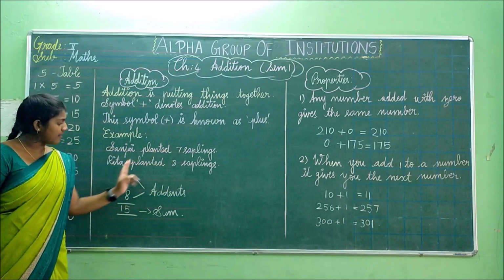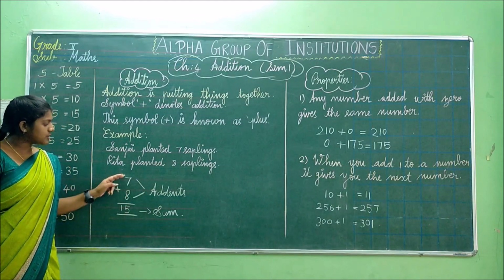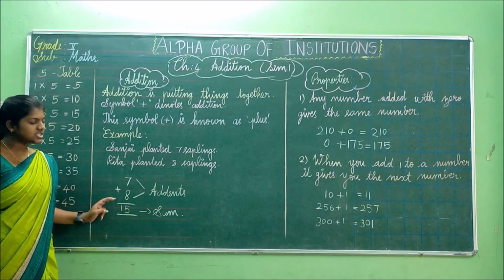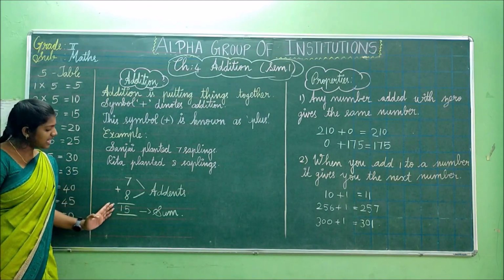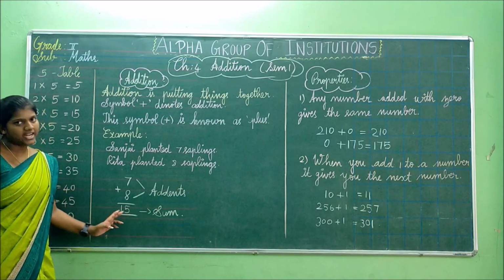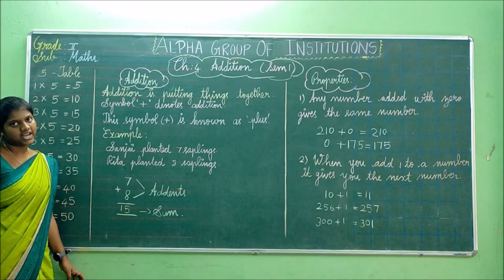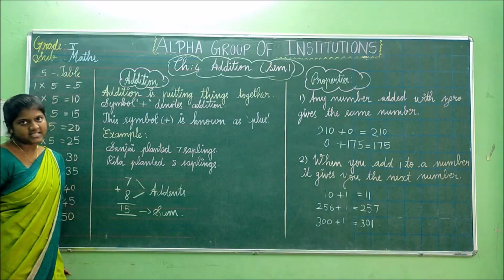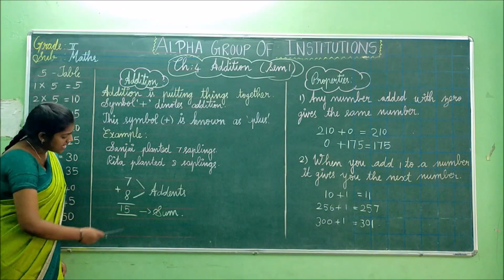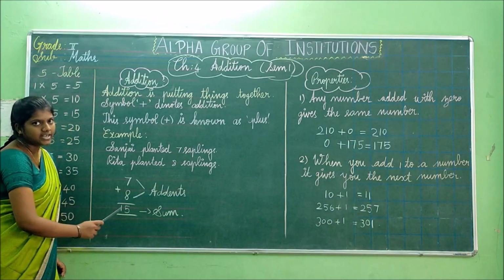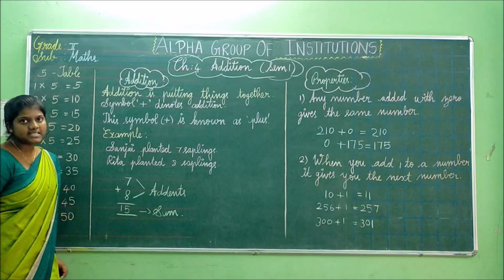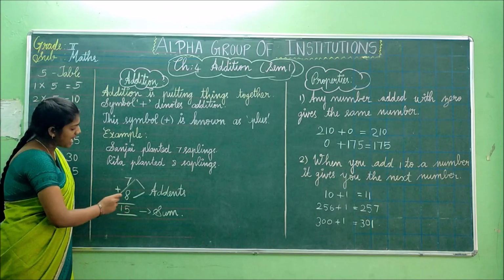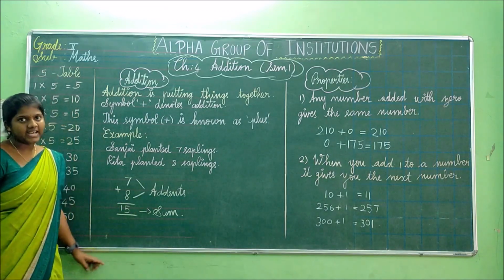See here, I have taken 7 and 8. I am putting these 2 things together. So totally we got 15. So 15 is the addition. We will say these 2 as addends. And the answer we got, that is called sum. The answer is sum and these 2 are addends.